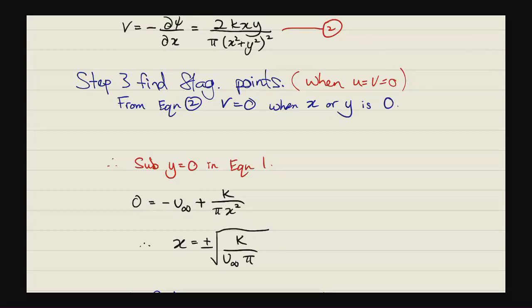And therefore my stagnation point is at plus minus the square root of k over u infinity pi, 0. Okay, is everyone following so far? Now, I'm expecting a question here.